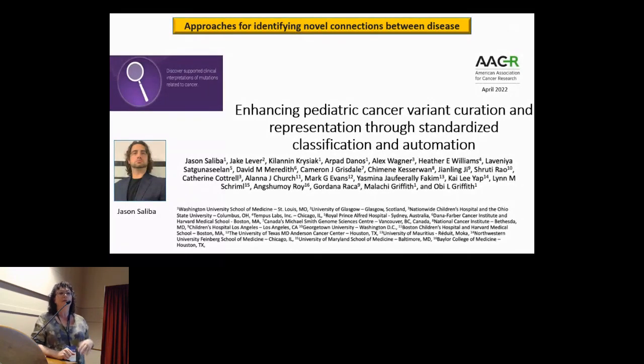So I'm going to give you some examples of groups and products I'm involved in where we're tackling that very standardization effort. What I'm showing you here is a presentation we had this April at the American Association for Cancer Research. And this is the research group that's involved. Jason Saliba leads this group. We're looking at pediatric cancers in particular, the variation in how we're handling that data, and how we can improve that data representation.